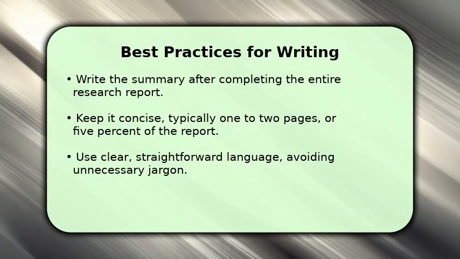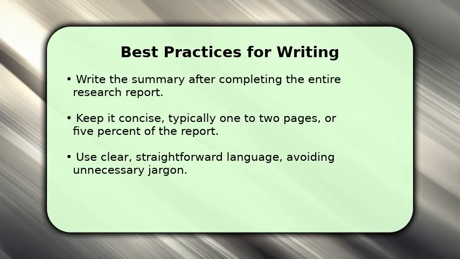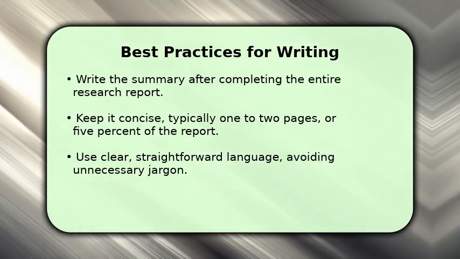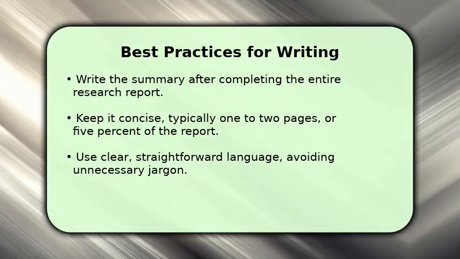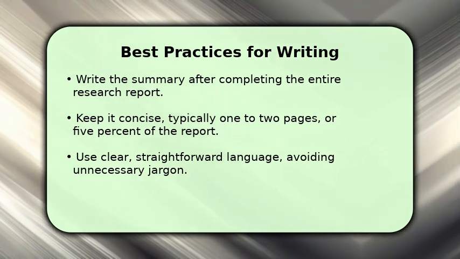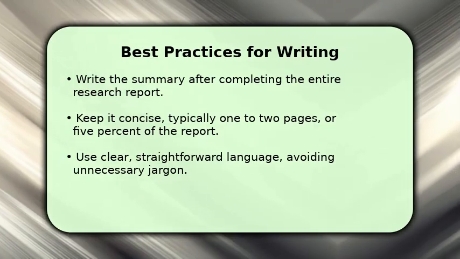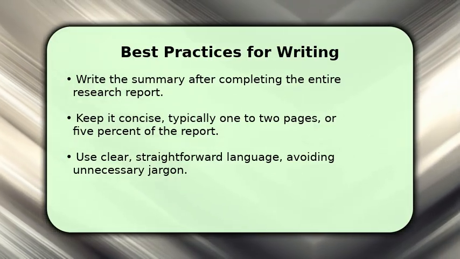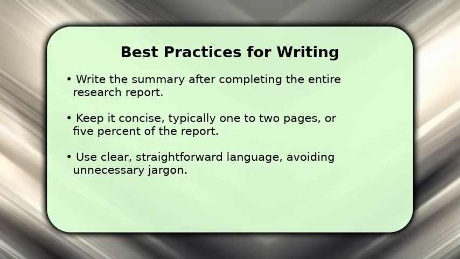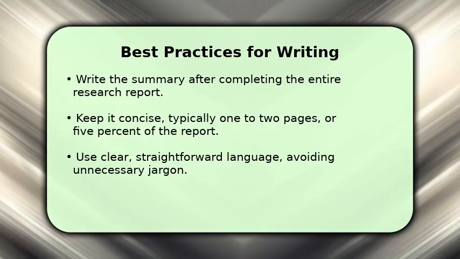For best results, always write your executive summary after you have finished the main research document. This ensures accuracy and completeness. Aim for brevity. It should typically be 1 to 2 pages long, or about 5% of the total report length. Use clear, straightforward language and make sure it can stand alone, providing all necessary context without requiring the full report.